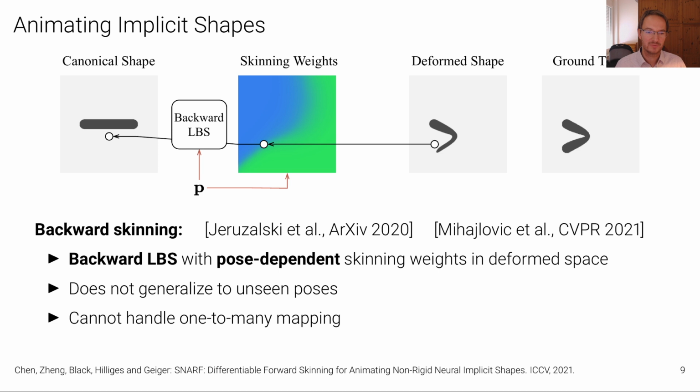So this model doesn't generalize very well to unseen poses because it needs to model this pose-conditional skinning weight field. And it also cannot handle a one-to-many mapping where one point in the deformed space has maybe multiple correspondences. Consider, for example, when two body parts are nearly touching, then it's unclear if that point in deformed space should actually be associated with one or the other body part. So this model has to commit to one solution, and therefore it will fail in such situations.